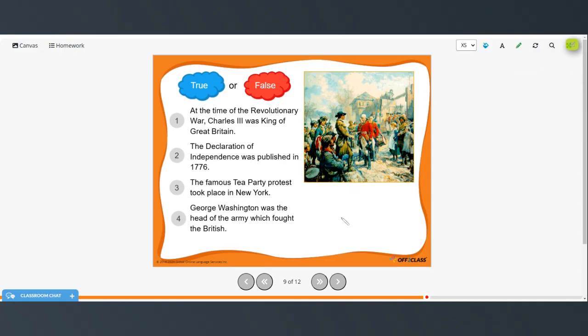So at the time of the Revolutionary War, Charles III was king of Great Britain. Well, that's false. Charles III is the king now. It was George III during the Revolutionary War. The Declaration of Independence was published in 1776. That's true. The famous Tea Party protest took place in New York. That's false. It was Boston. And George Washington was the head of the army which fought the British. That is true.